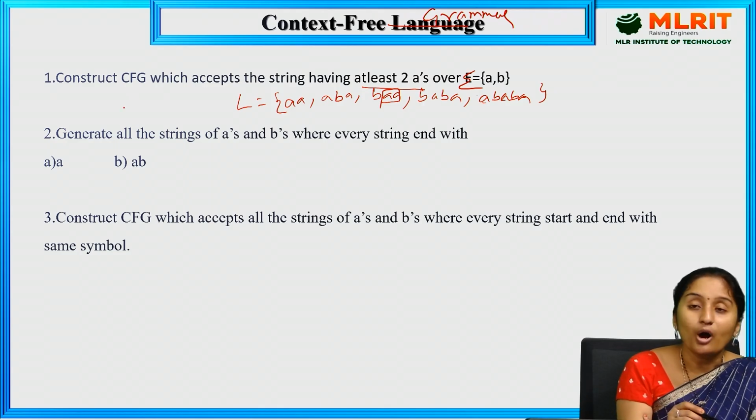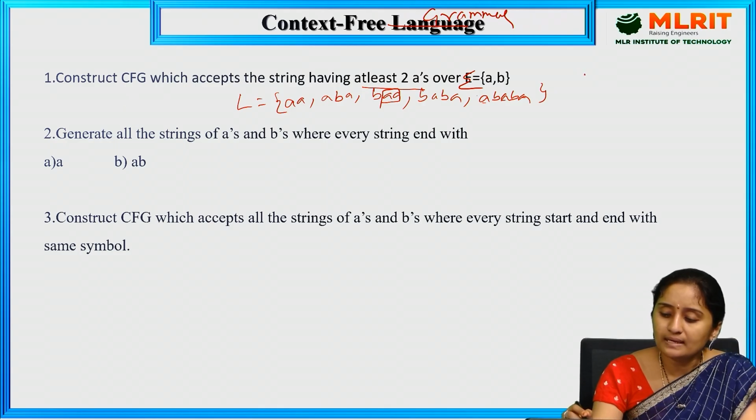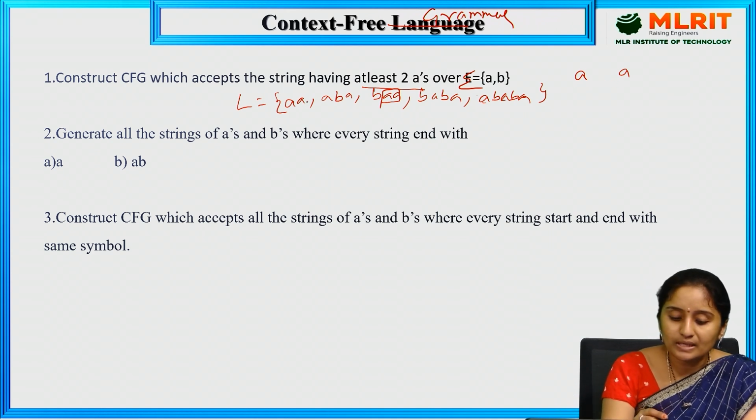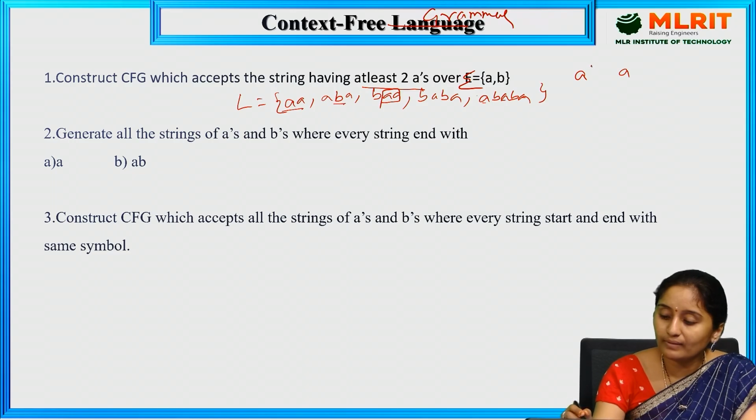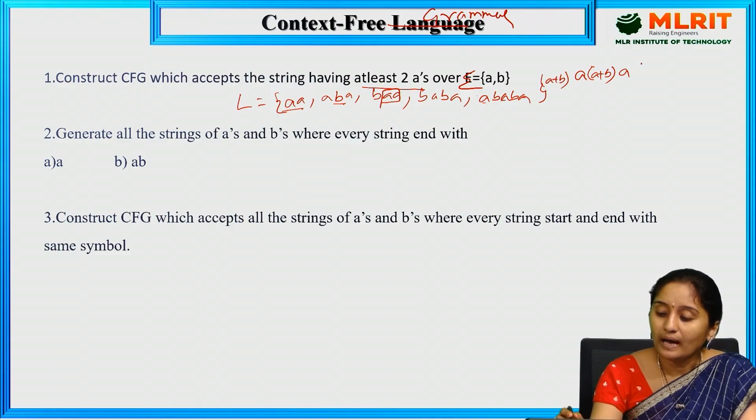So how can I construct the context-free grammar? See here, these two A's are fixed. I should have at least two A's. I can have A or B, or three A's also can be there. So A plus B here, A plus B here also, and A plus B here also. The condition given is at least two A's. Two A's are mandatory, so I gave two A's, and initially I can have A or B. So A plus B whole star, A plus B whole star, A plus B whole star.